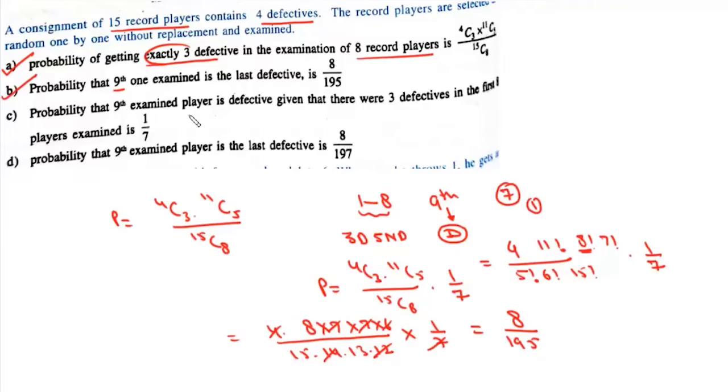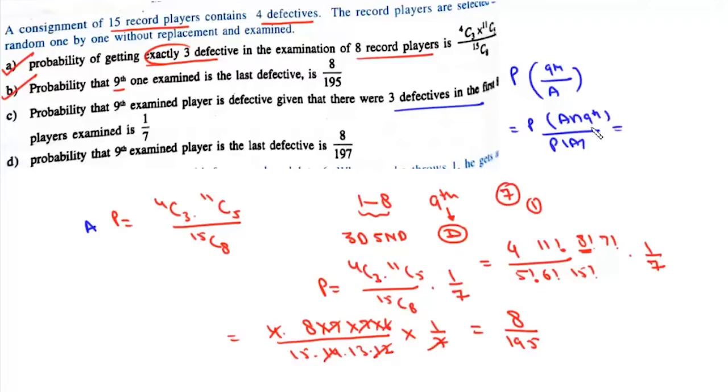Now C is the probability that the ninth examined player is defective, given that there were 3 defective in the first 8, which is 1 by 7. Now in this, we need to find this conditional probability, which is the probability that the ninth examined is defective given that there were 3 defective in the first 8, which is this first case. So it will be this A. That will be the probability of A intersection ninth upon the probability of A.